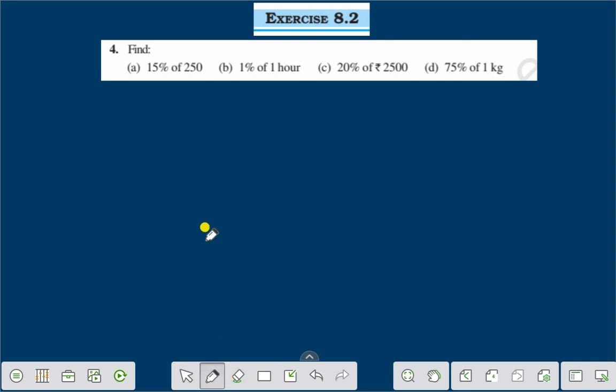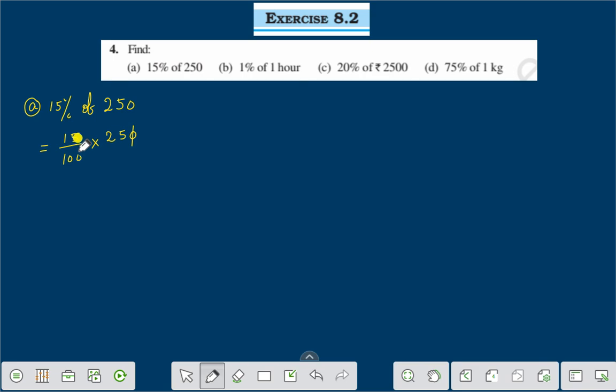Here, question number 4 is 15% of 250. That is (a) 15% of 250. That is equal to 15% means 15 by 100, of means multiply, 250.